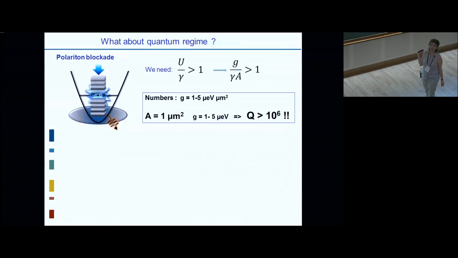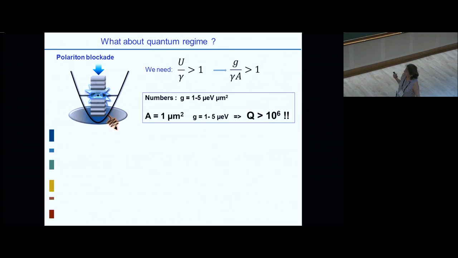Then what about the quantum regime? I'm sure one of you will ask, so I answer before I get the question. So I give you numbers. The polariton interaction, which I call J here. So I'm answering questions, so I still discuss.